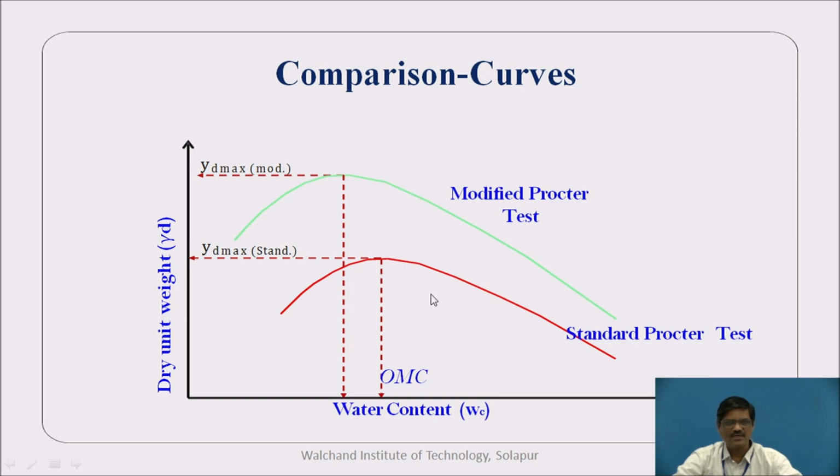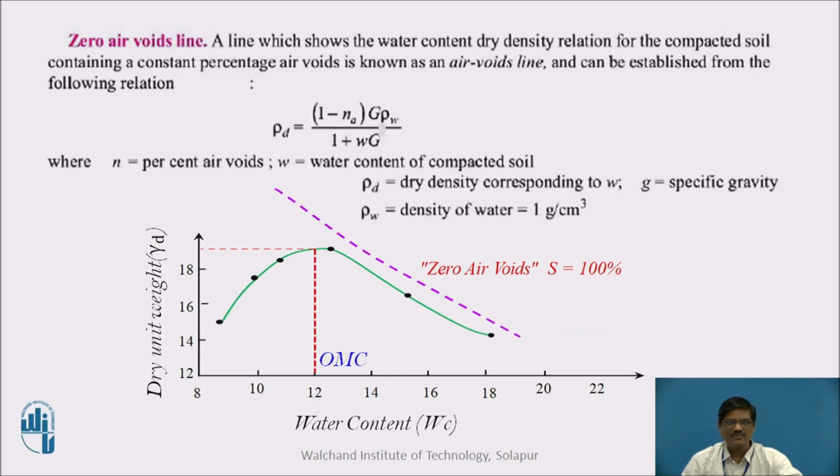A very important conclusion we can draw is that due to the application of heavy compaction, the maximum dry density and optimum moisture content will change. Because of the heavy compaction, the dry density increases but the optimum moisture content decreases.